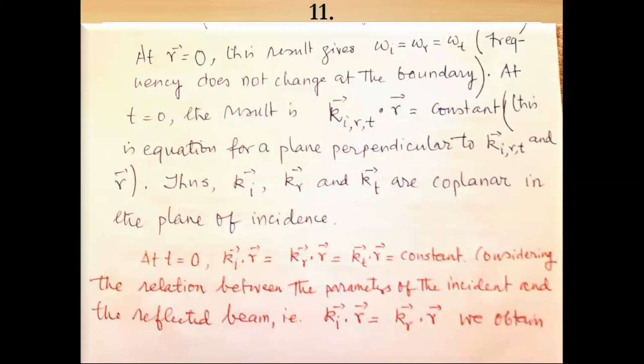That means for a plane perpendicular to K, the wave vector incident, wave vector reflected, wave vector transmitted, the equation refers to a plane perpendicular to the incident, reflected, transmitted wave vector as well as the R vector. R vector is the position vector of any point on the boundary. And if that is so, then Ki, Kr, Kt wave vectors are all coplanar in the plane of incidence.